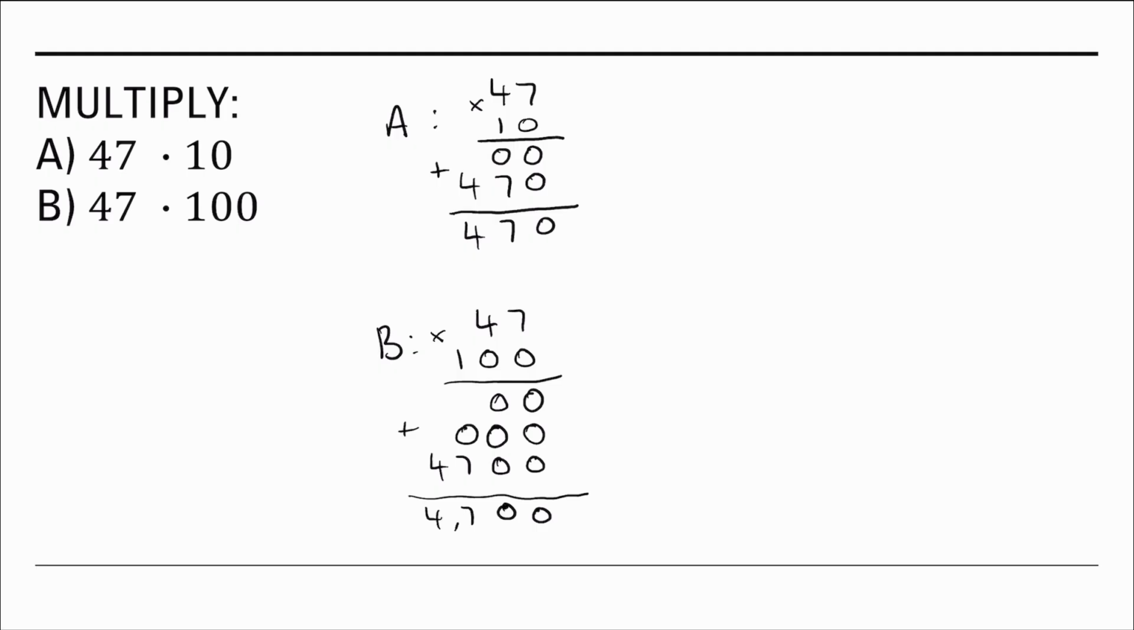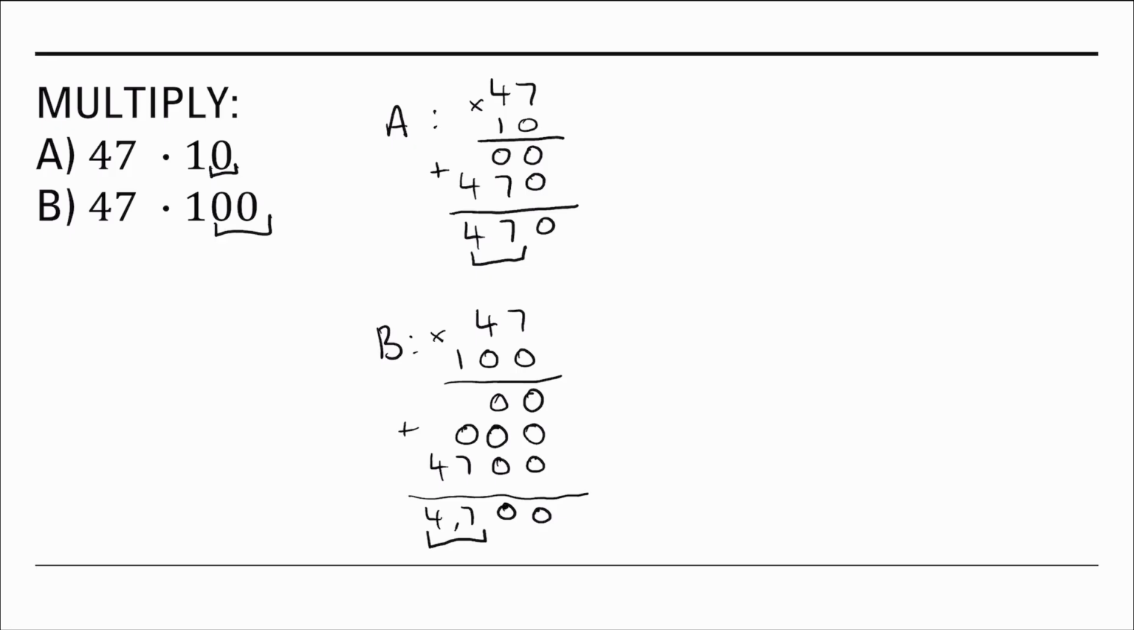So hopefully we were able to spot the pattern. Really for A, we've done 47 times 10, and we've gotten 470, which is basically 47 and then a 0 at the end. Now, for 47 times 100, we've ended up getting 4,700, which is basically 47 with two zeros at the end. So what you'll notice is, for A, we had one 0, for B, we had two zeros, and those come from the hundreds.